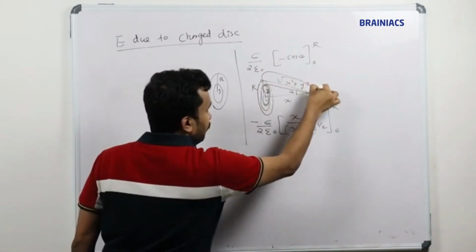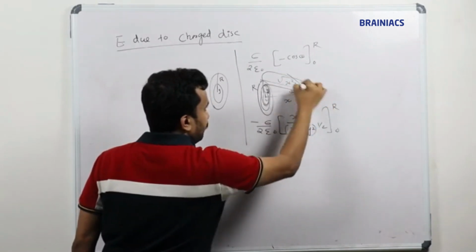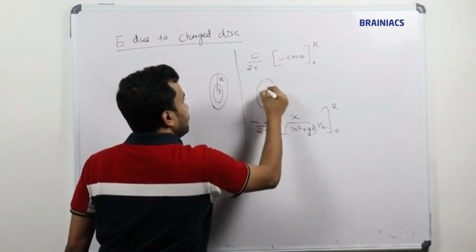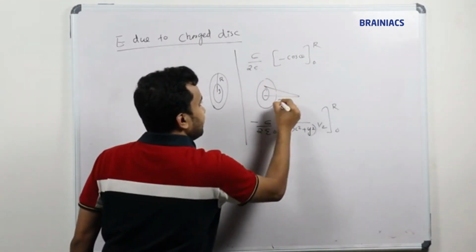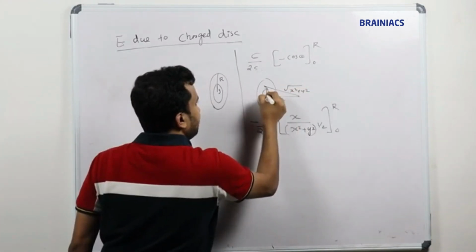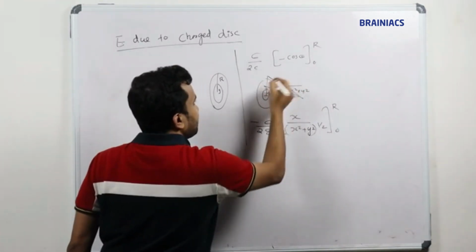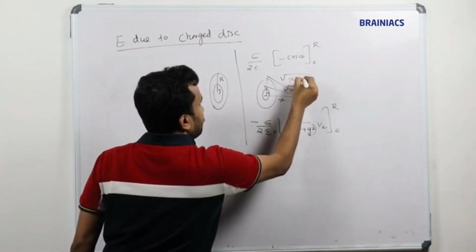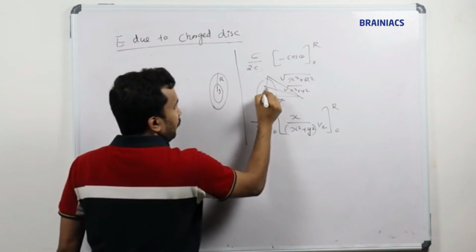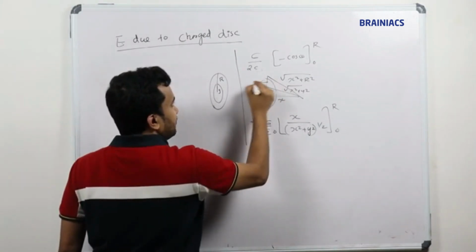If you are considering the outer line, let me make this diagram to be clear. So there are two circles. If you are considering the inner circle, then this is x, and this becomes root of x square plus y square, and this is y. If you are considering this line, then it is root of x square plus r square. Now we are at this y circle, the y radius circle. This is y and this is capital R.